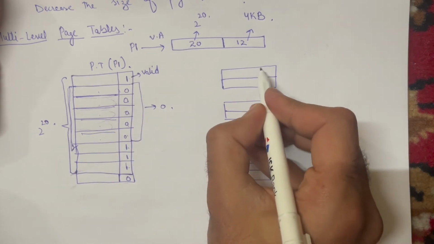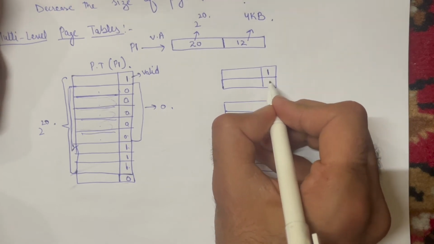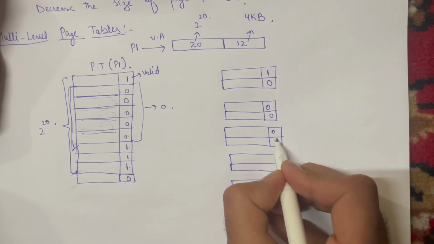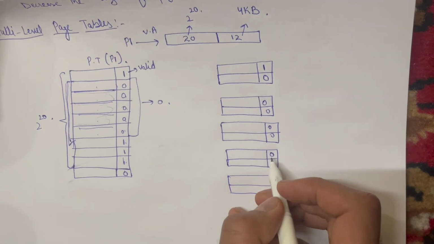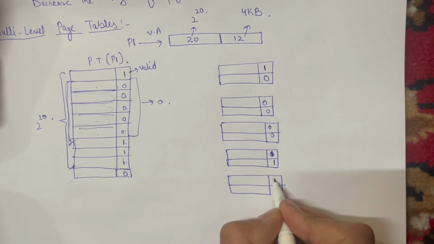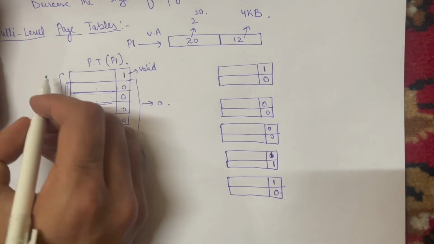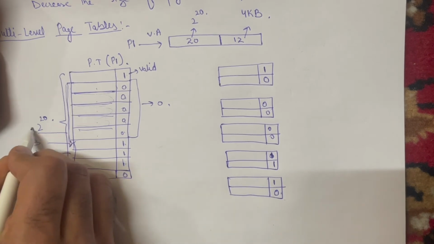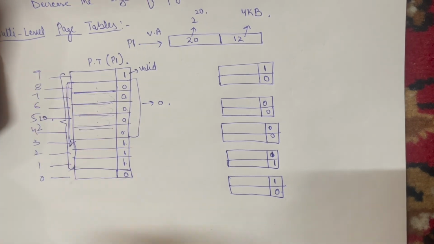Now in this sub page table, the first entry is valid and the second is invalid. Here both are invalid, and here also both are invalid. Here the first is valid, this is valid and this is also valid, and here one is valid and another is not valid. So let's suppose the addresses are 0 to 9.